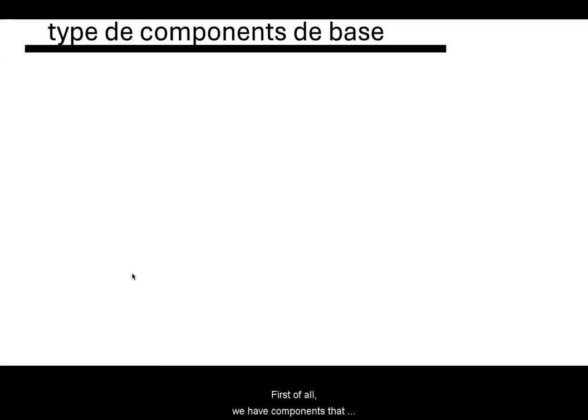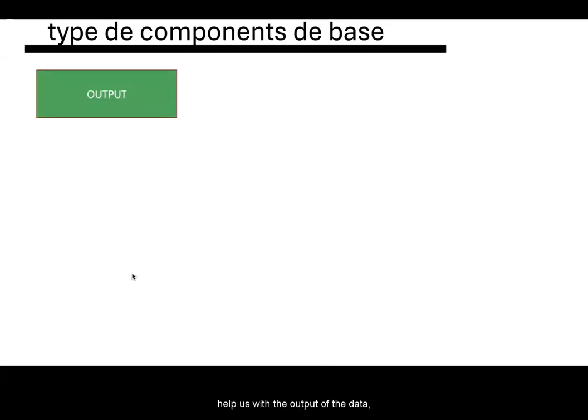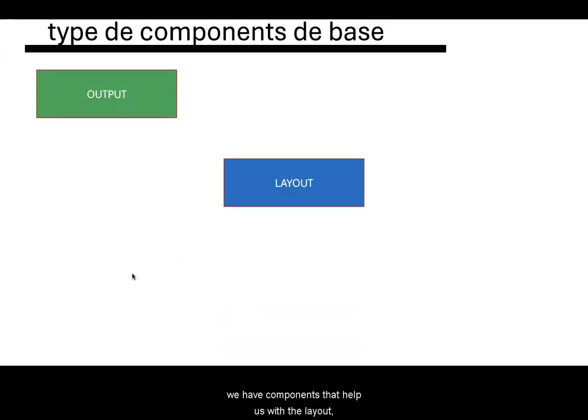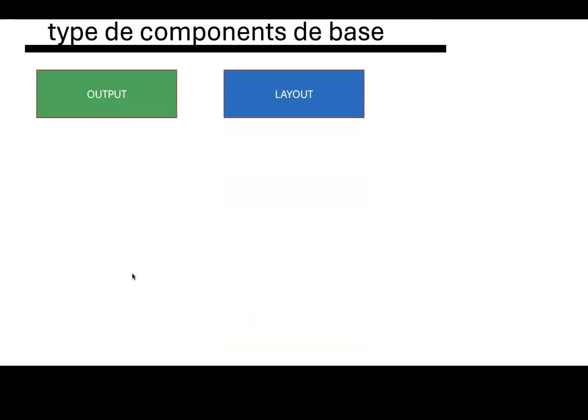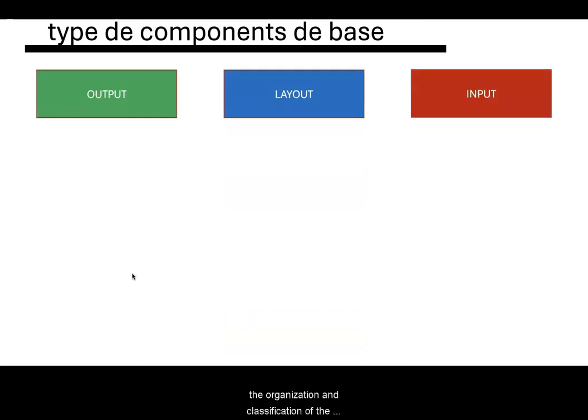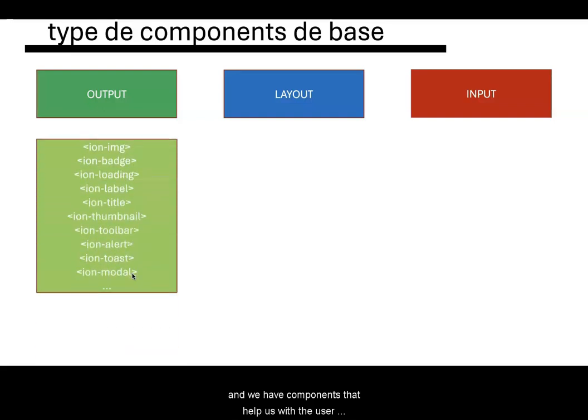First of all, we have components that help us with the output of the data. We have components that help us with the layout, the organization, and classification of the components. And we have components that help us with the user input.